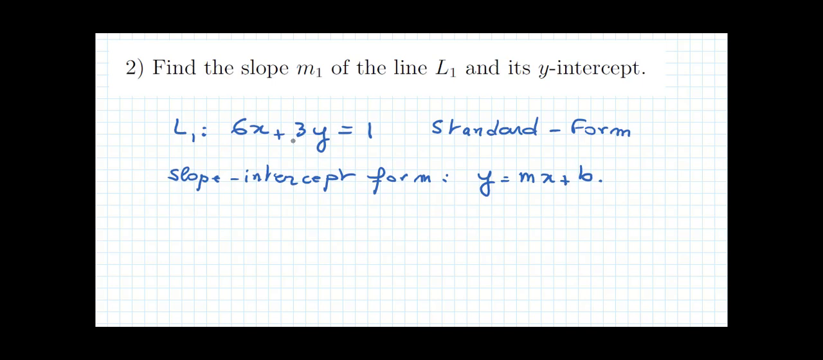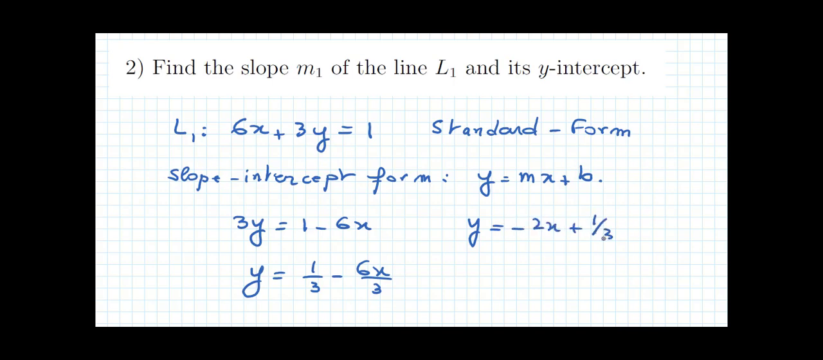For this end, we should solve this equation for y. So first of all, we move the 6x to the right side of this equation, so we get 3y equals 1 minus 6x. Then we divide both sides by 3, and we get y equals 1/3 minus 6x over 3, which means that y equals minus 2x plus 1/3. So we deduce that the slope is m equals minus 2, and that the y-intercept is b equals 1/3.